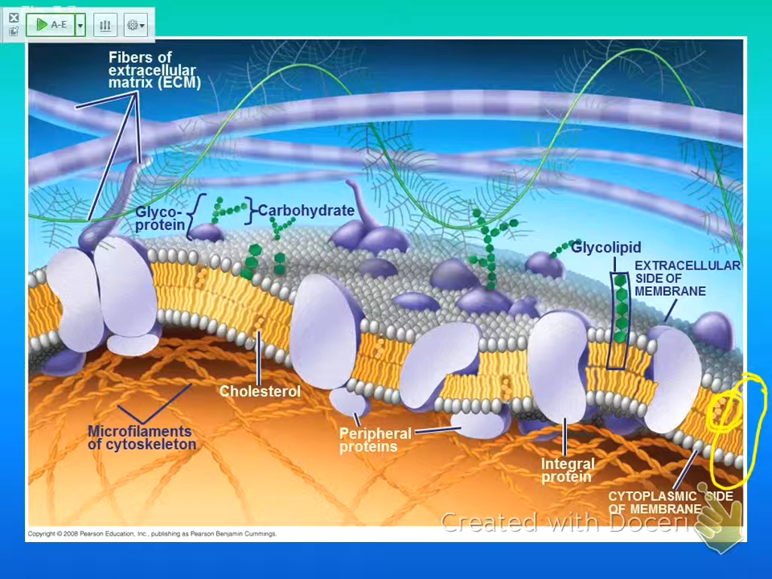And to some of these lipids, we have some chains of carbohydrates hooked. Now this is on the outside of the cell. That would be what's called a glycolipid, because it's a carbohydrate that's hooked to a lipid. We can also have carbohydrates out on the surface that are hooked to a protein. And the carbohydrates that are hooked to a protein are called glycoproteins.